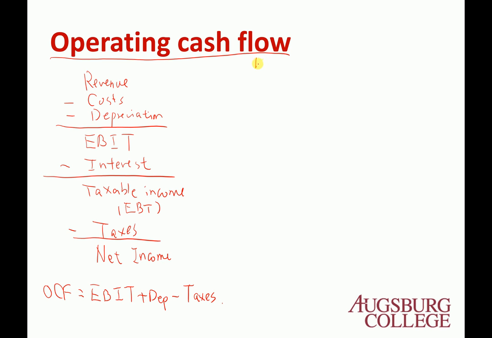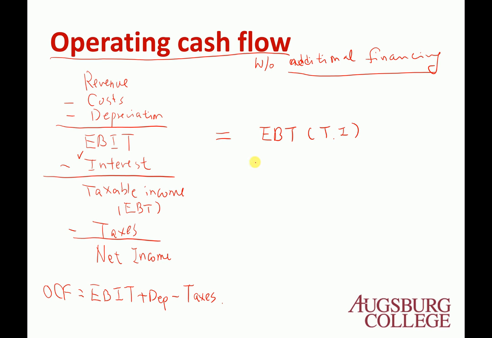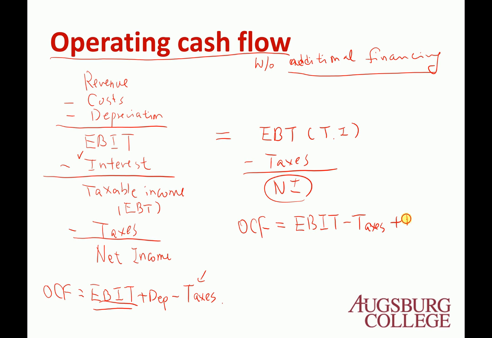Now suppose we don't have any external financing, so no additional financing. It means that we don't have any interest cost, right? So the same: the revenue, cost, the depreciation, you get an EBT now. If we don't have any additional financing, then this EBT will be the taxable income, and minus taxes will be net income. The operating cash flow, when there's no additional financing, will be EBT minus taxes plus depreciation. The EBT minus taxes is simply the net income. So net income plus depreciation.